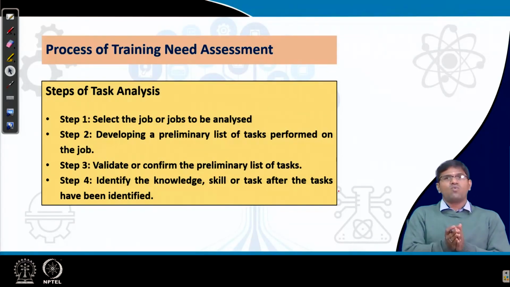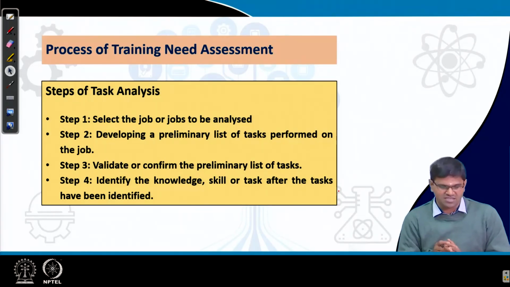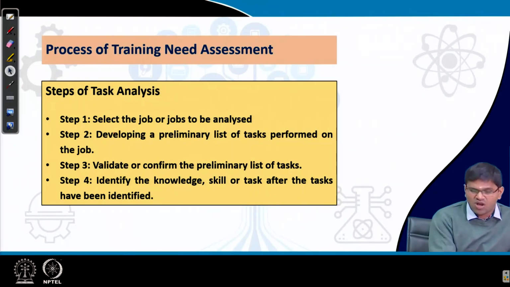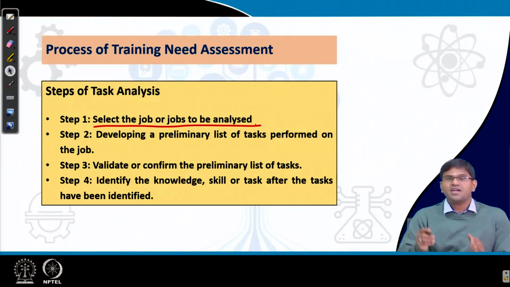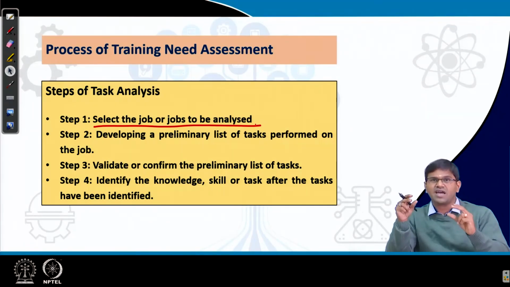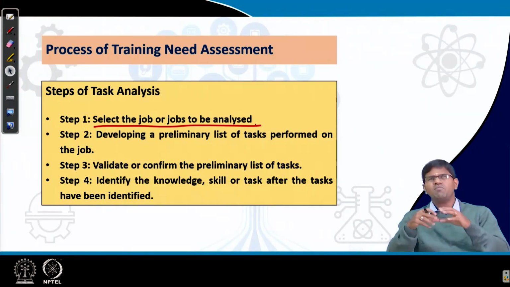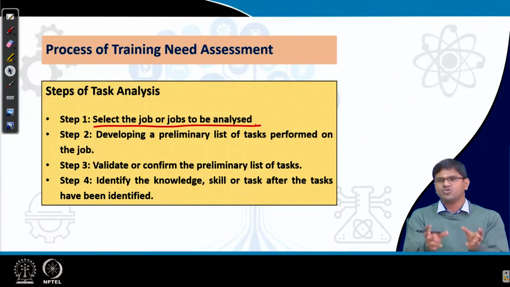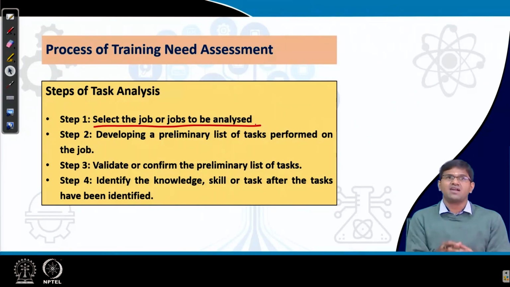Okay, so how do you conduct this task analysis? Step 1 is to select the job or jobs to be analyzed. You need to select which job you are going to analyze, or maybe a set of jobs that you need to choose, so that you will be able to conduct this analysis.